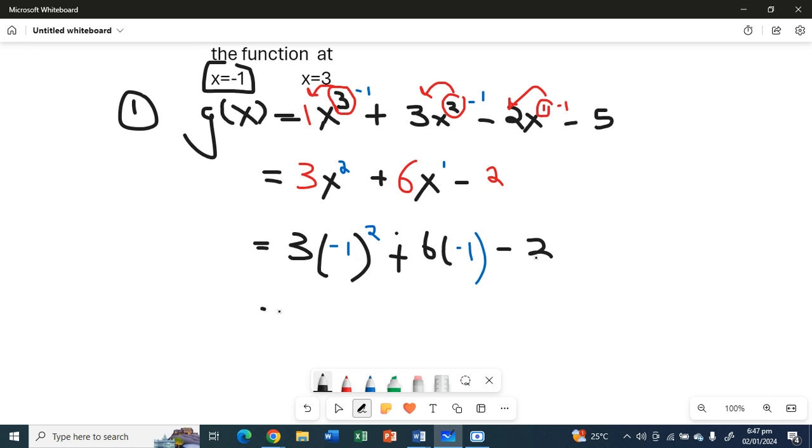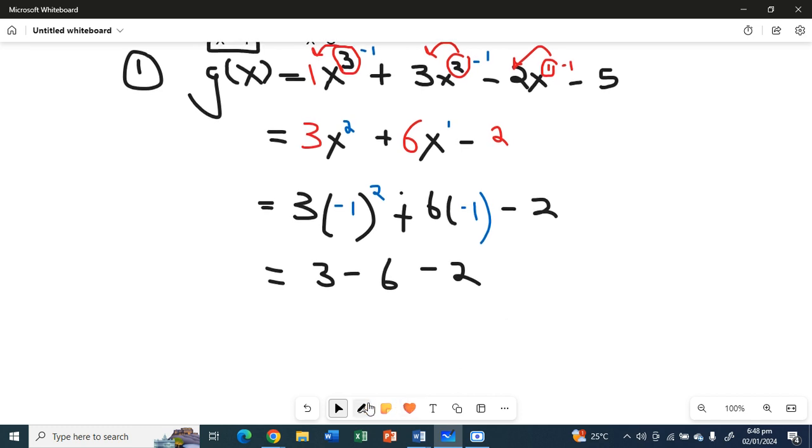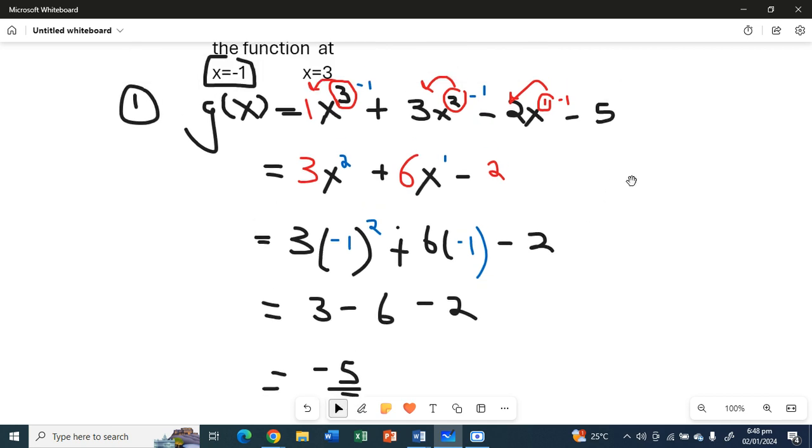1 times 3 is 3. 6 times -1 is -6. So we have -6 here, and then we have -2 here. So 3 minus 6 is -3. -3 minus 2, we get -5. So this is the gradient at the point x equals -1.